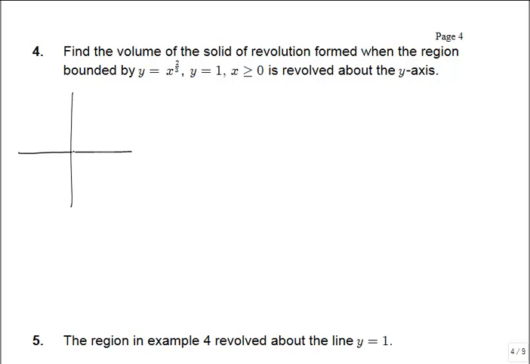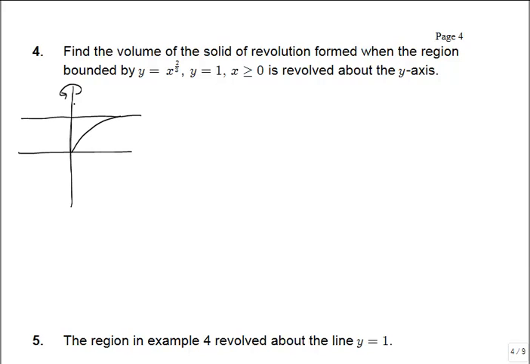X to the 2/3 looks something kind of like this in quadrant 1, and I'm only going to look at quadrant 1 because I know that I have to have x greater than or equal to 0. And y equals 1 would look like that horizontal line going across. So x greater than or equal to 0 would be that vertical line going to the right, and we have y equals 1, and then we have our curve, so the region bounded by all three is this sort of triangular shape right here. So what we want to do first is rotate this around the y-axis.